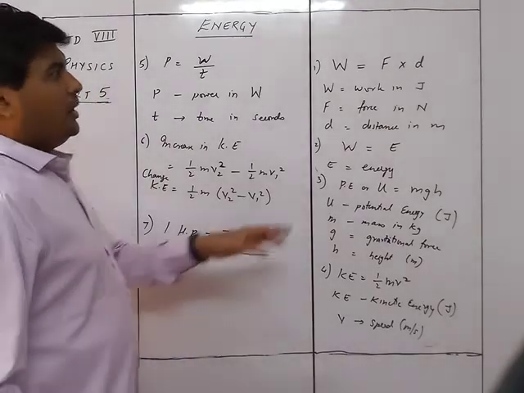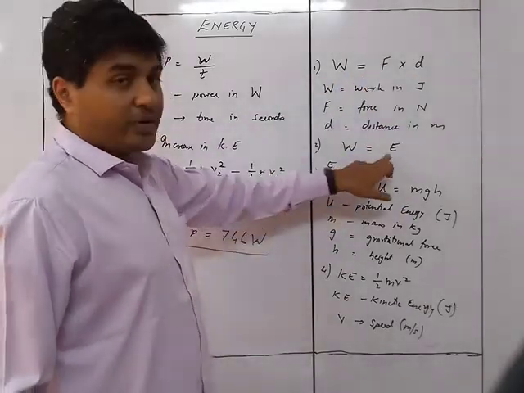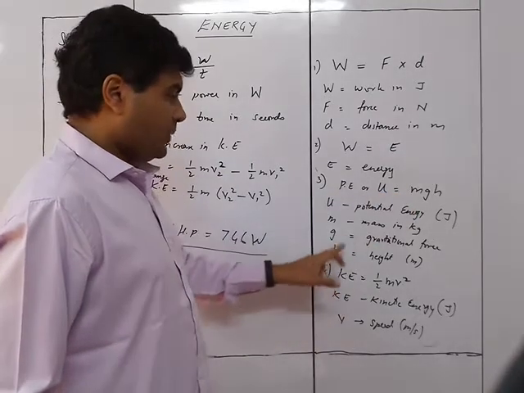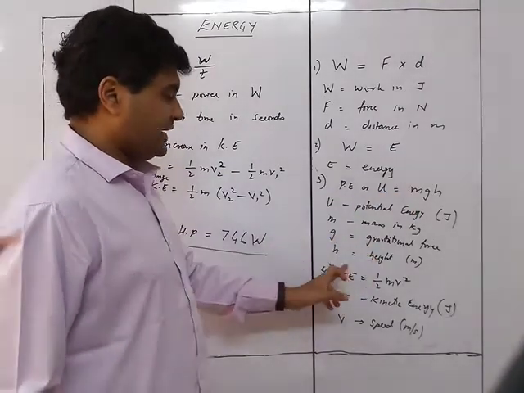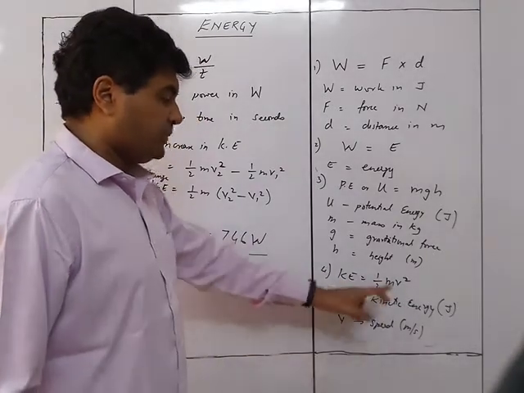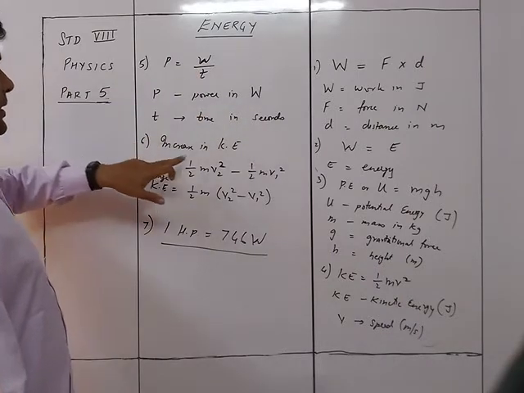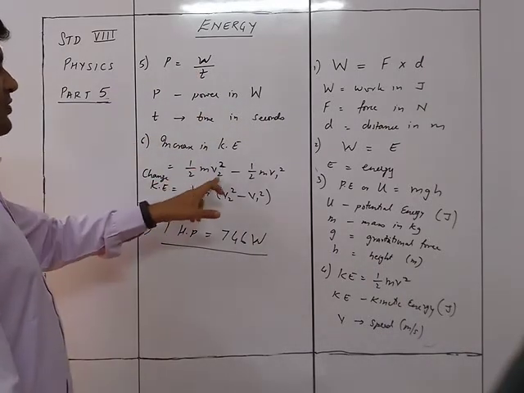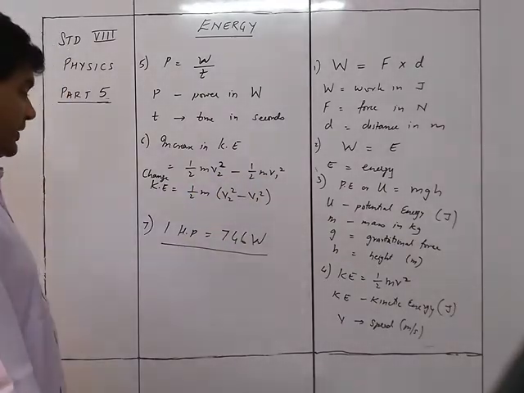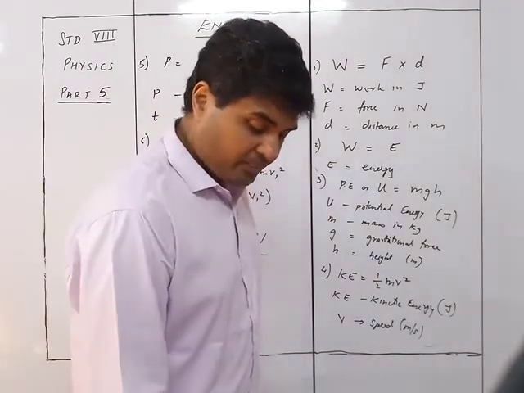So these are the formulas. Work is equal to force into distance. Work is also equal to energy. Potential energy is equal to mgh, where m is the mass, g is the gravitational force, and h is the height. KE, that is kinetic energy, is half mv square, where v is the speed. Power is equal to work upon time, increase in kinetic energy is equal to half m v2 square minus half m v1 square, and 1 HP is equal to 746 watts. So these were the different kinds of formulas.